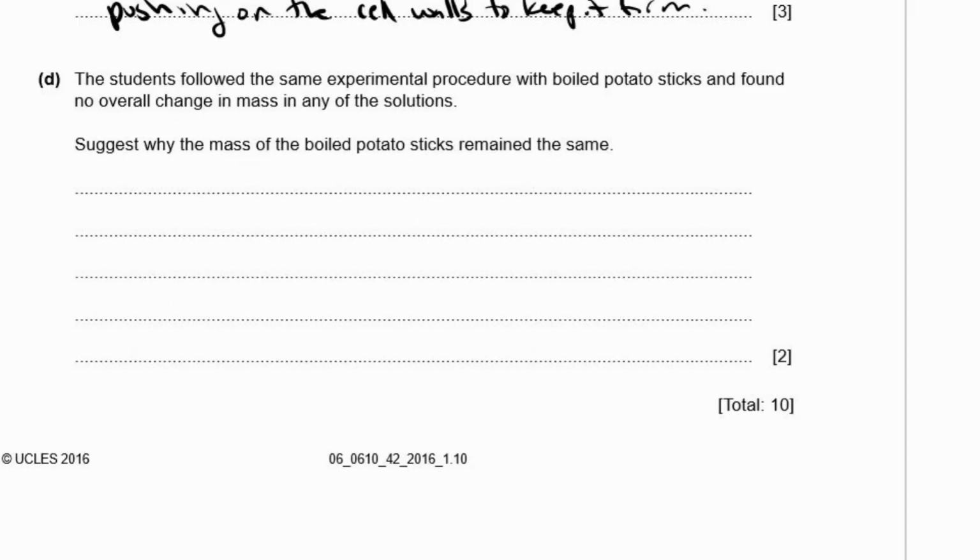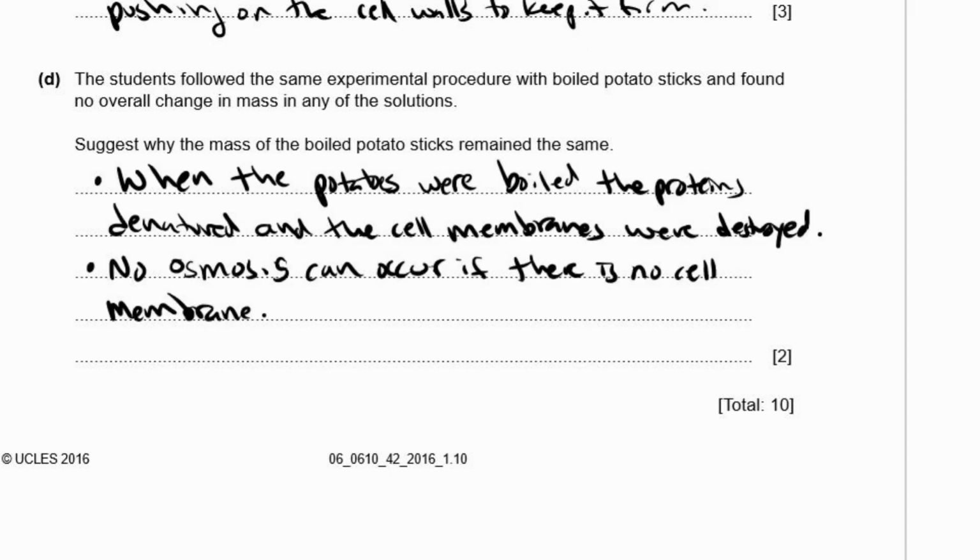D. The students followed the same experimental procedure with boiled potato sticks and found no overall change in mass in any of the solutions. Suggest why the mass of the boiled potato sticks remained the same. Well, when you boil potato sticks, you basically denature any proteins that are in membranes and you destroy the membranes. And remember, the definition of osmosis is it's across a partially permeable membrane, so it won't occur. So when the potatoes were boiled, the proteins denatured and the cell membranes were destroyed. No osmosis can occur if there's no cell membrane. Cell walls have nothing to do with osmosis. They're just basically a mesh on the outside to make it so that the cell doesn't burst.